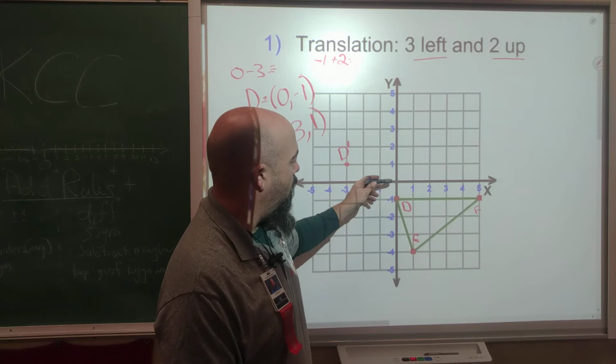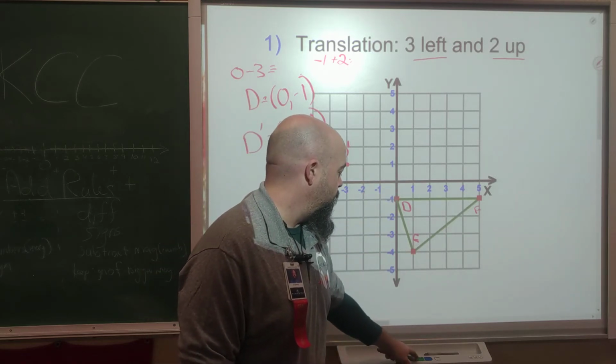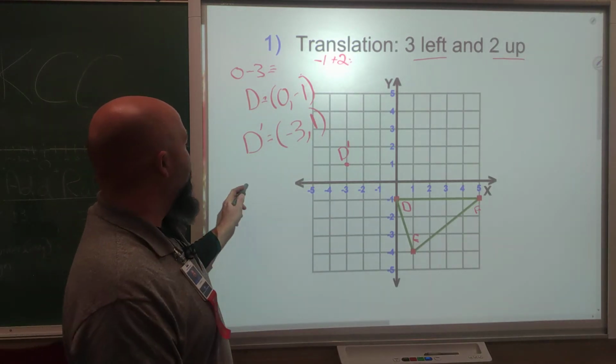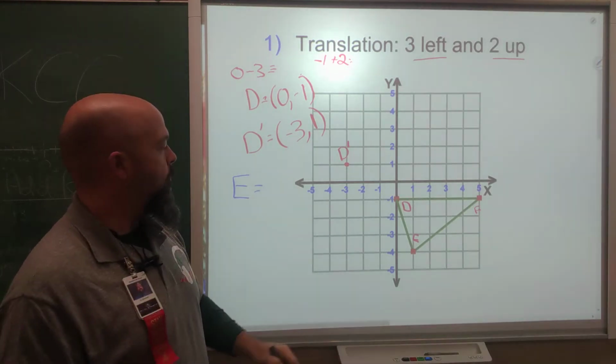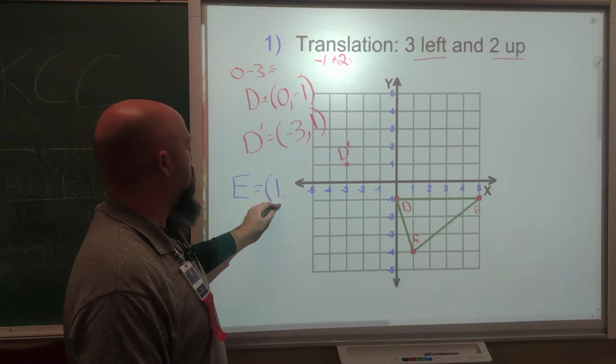E starts at what? Our X is 1, and our Y is -4. Let's change the color on that one, just to make sure we keep this straight. So E begins where? I already said, +1, -4.